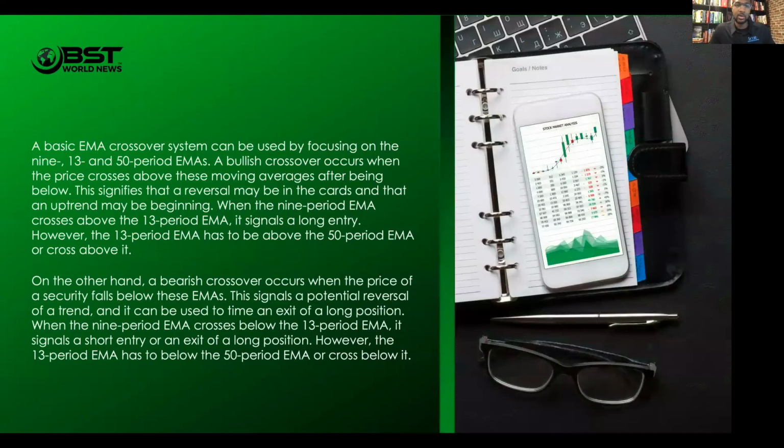A basic EMA crossover system can be used by focusing on the 9, 13, and 50 period EMAs. A bullish crossover occurs when the price crosses above these moving averages after being below. This signifies that a reversal may be in the cards and that an uptrend may be beginning. When the 9 period EMA crosses above the 13 period EMA, it signals a long entry. However, the 13 period EMA has to be above the 50 period EMA to cross above it.